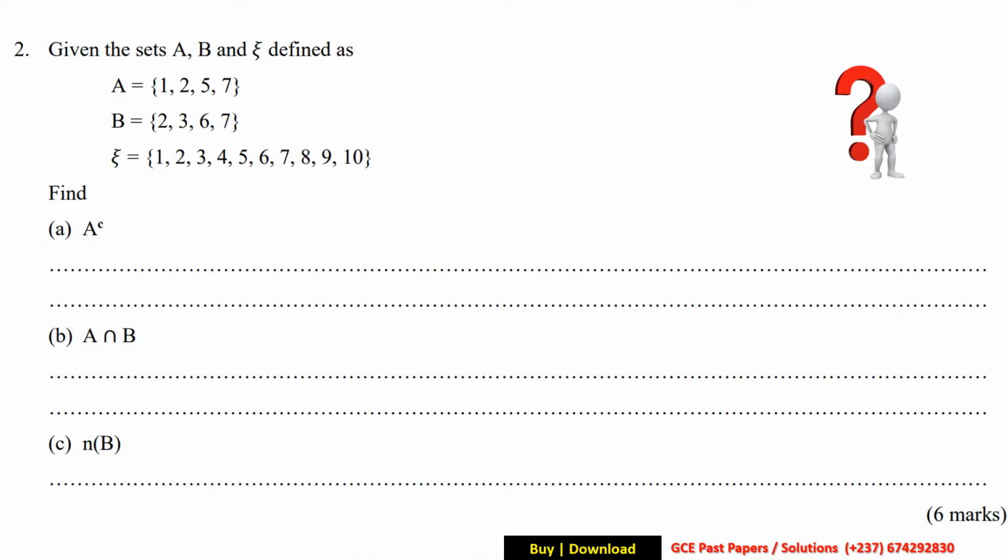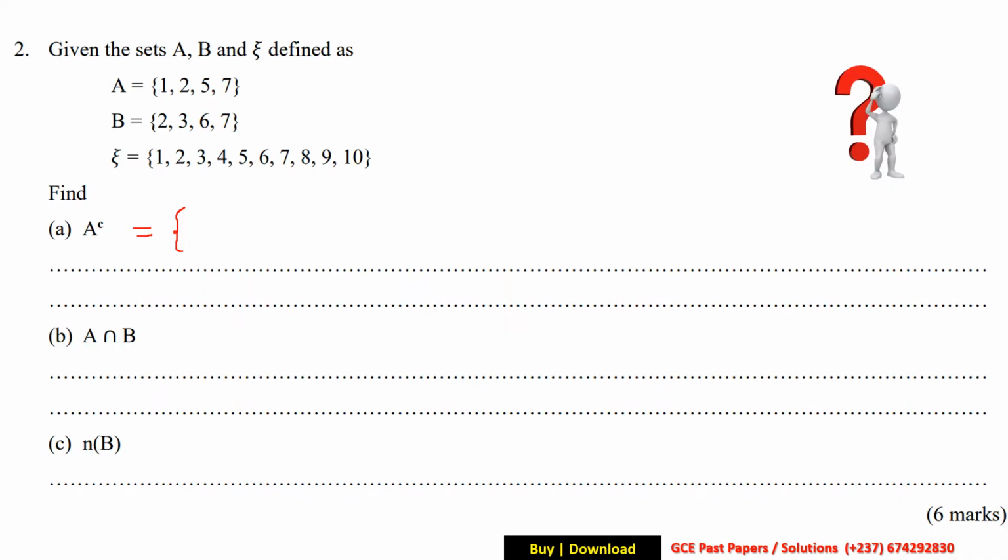Let's look at the next question. We are given the sets A, B, and epsilon, defined as follows: A has elements 1, 2, 5, and 7. B has elements 2, 3, 6, and 7, while the universal set has elements from 1 to 10. Now find A complement. What's the meaning of A complement? A complement just means elements outside the set A. So I'm going to use my curly brackets.